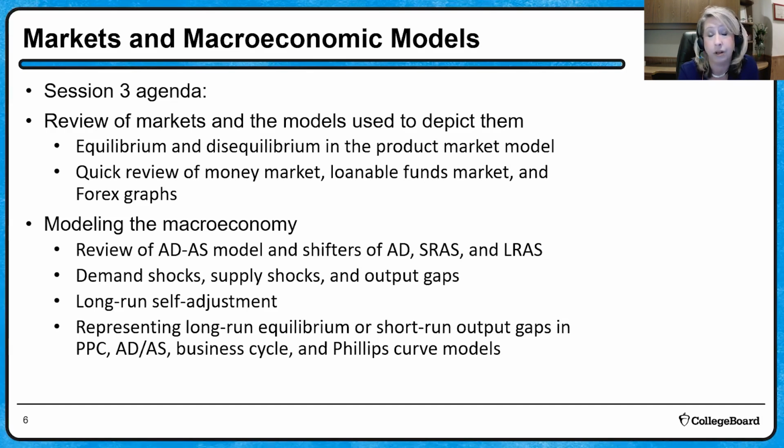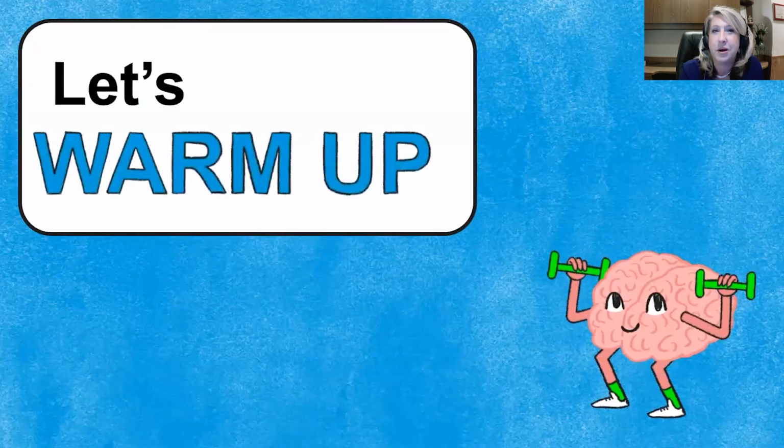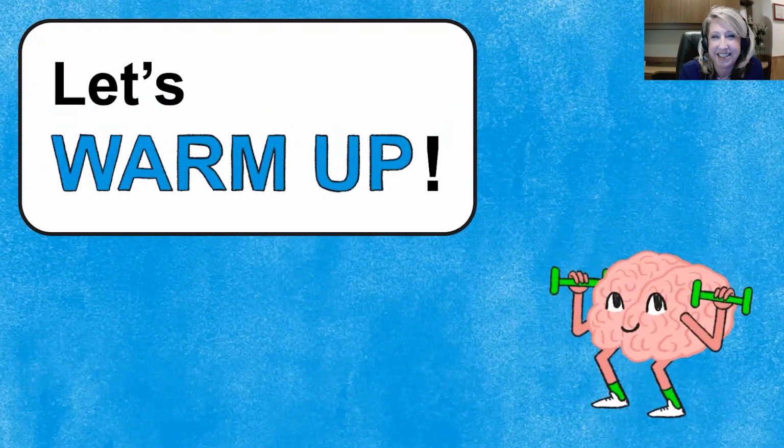And then we are going to do a lot of practice. There are a lot of practice questions in this review session. Most of the questions that we look at are either going to rely on graphs as part of the answer, or we're going to do a lot of multiple choice questions where we get to look at how to use graphs to help us find the right answer. So we're definitely focusing on skill category 4, which is our graphing skill. So let's warm up with a couple of practice questions.